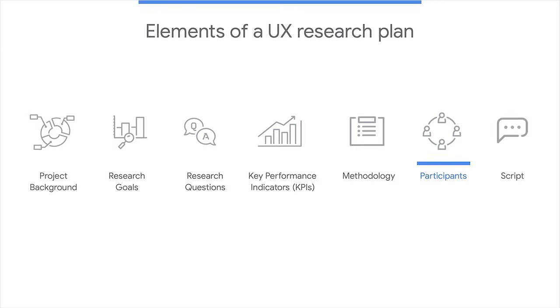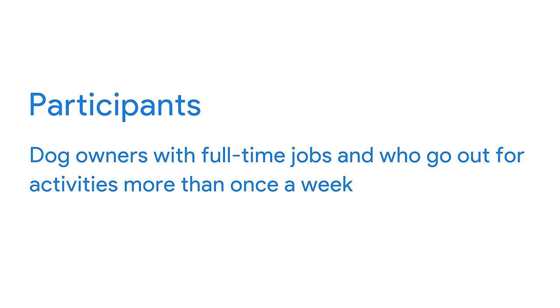In addition, your research plan lists the research participants. Who will you survey? What characteristics do the participants have? For example, you might want to recruit participants who are dog owners with full-time jobs and who go out for activities more than once a week. The types of participants you select should be based on your research goals. Also, make sure the participants you select do not bias your results.